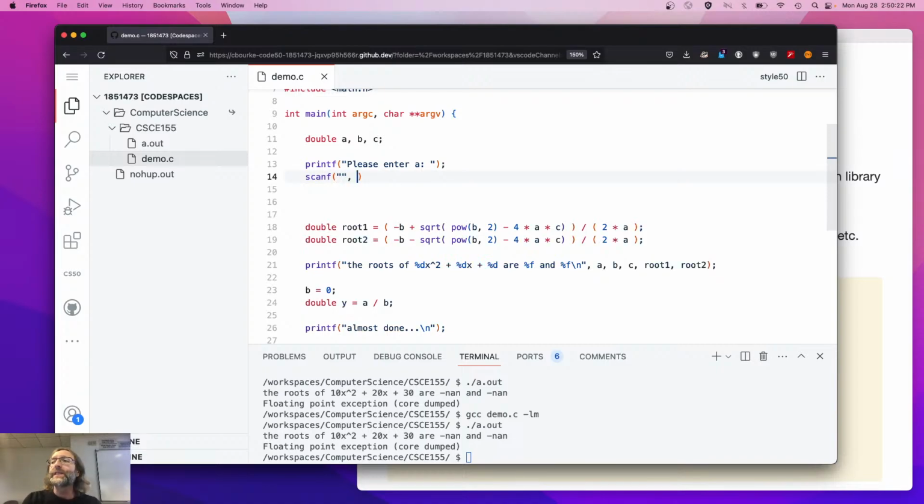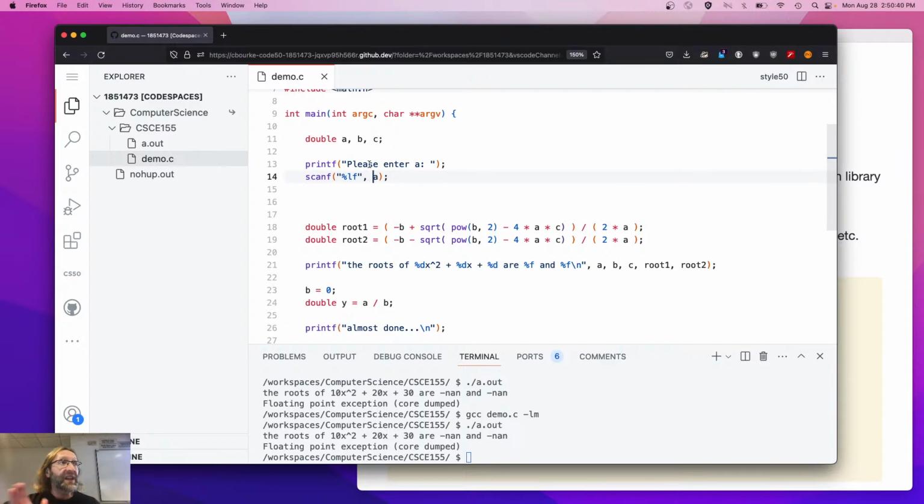Now I'm going to read this into a variable A. Right? I'm not done yet. What is my placeholder for a floating point value? When I use printf, it is %f. But when I use scanf, it is %lf. Right? Also, I'm missing something here.